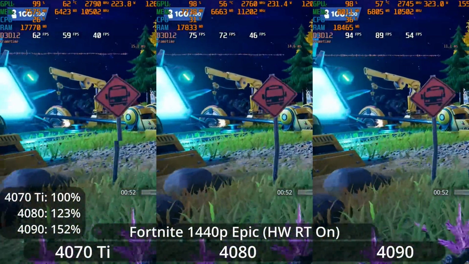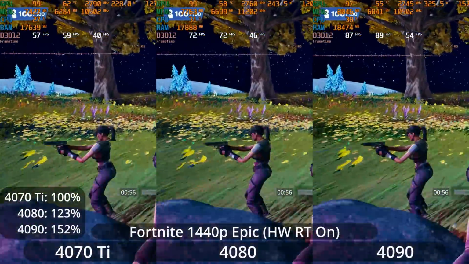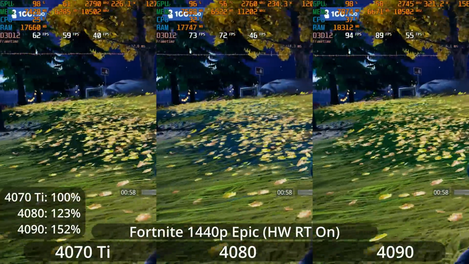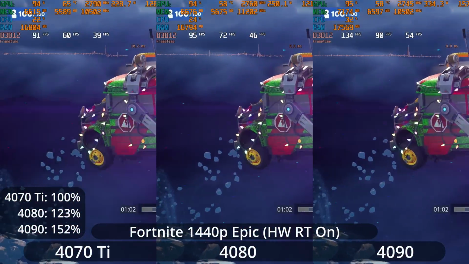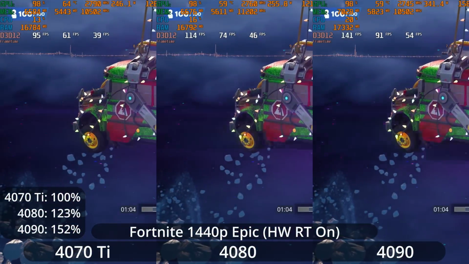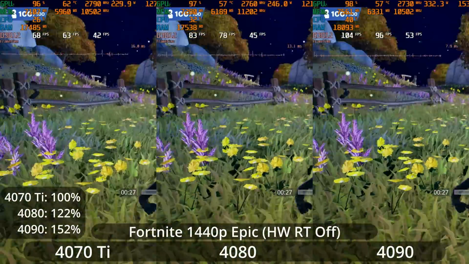I think if you were playing graphically demanding single-player games, a lot of people would be fine with this. I understand that's not what Fortnite is, but again, we're using Fortnite as a stand-in for Unreal Engine 5, Lumen, and Nanite performance, all of that. Here we're seeing the 4080 23% faster and the 4090 52% faster.